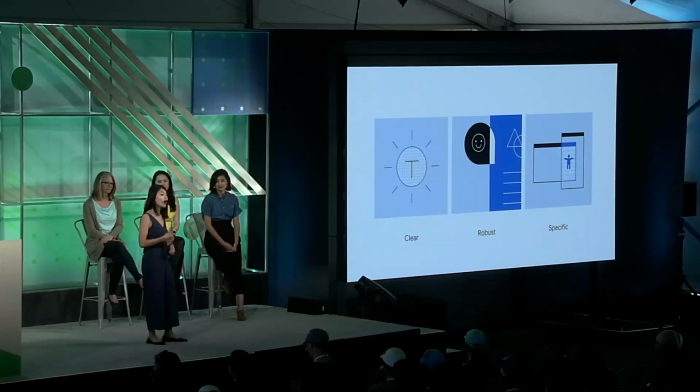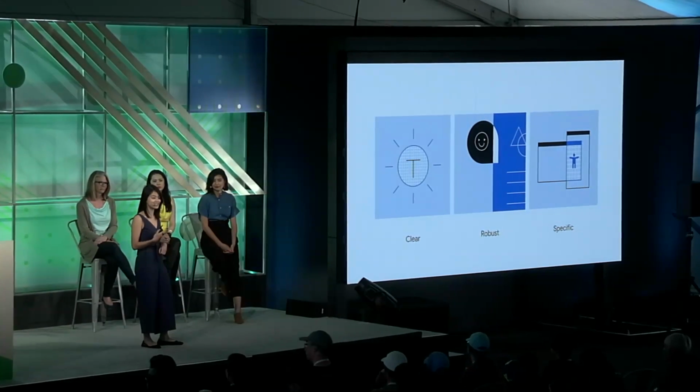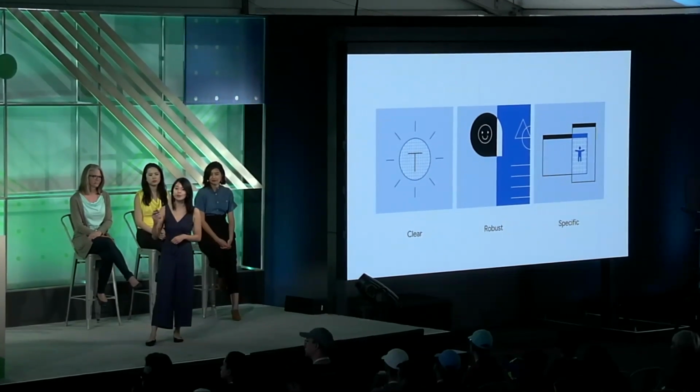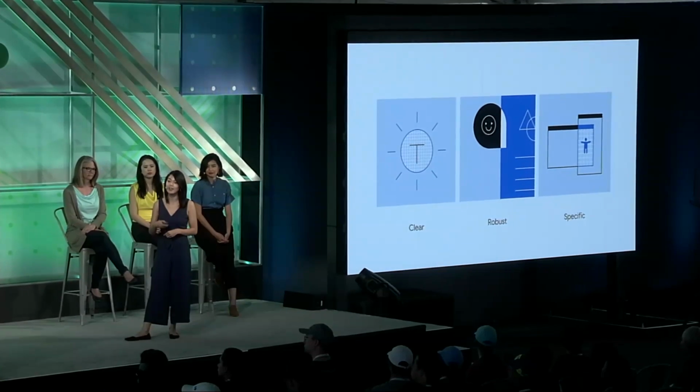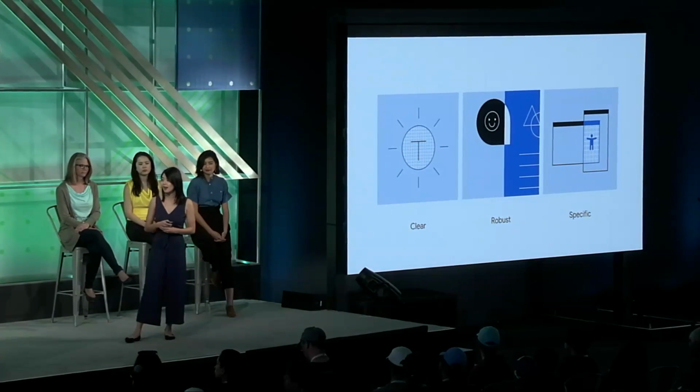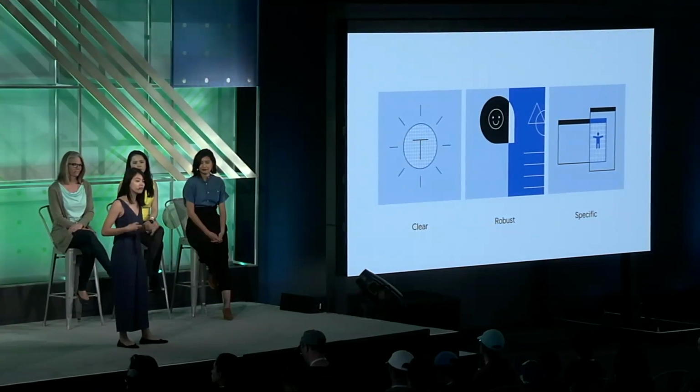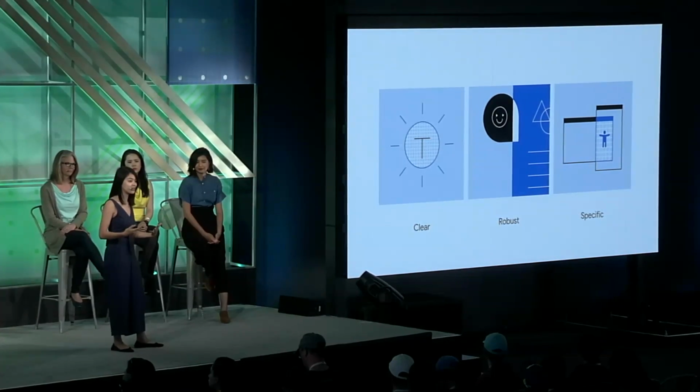Consider running a heuristic evaluation. It consists of having a small set of examiners evaluate your app against known usability principles, otherwise called heuristics. So right here, we have 3 heuristics from the Material Design accessibility guidelines, and they're clear, robust, and specific.